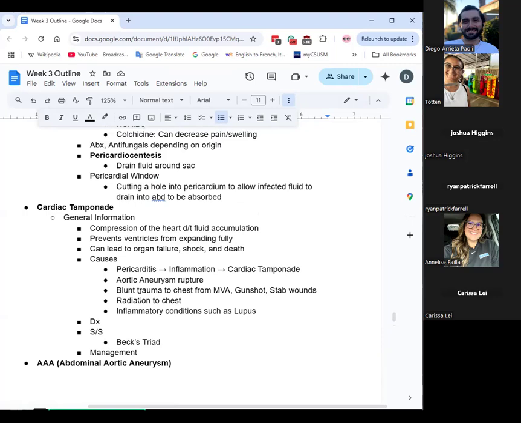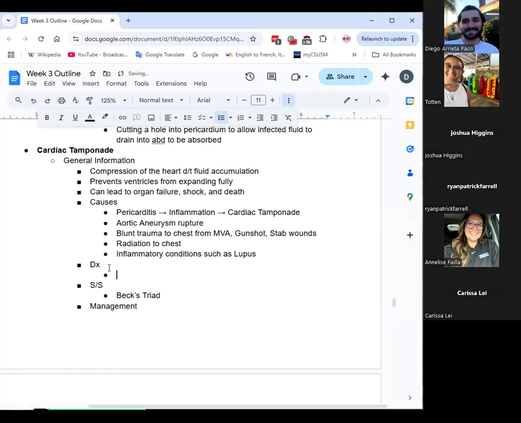Essentially, that pericarditis gets worse, that inflammation gets worse, the amount of compression gets worse, and you have cardiac tamponade. And there are some key things about this one in terms of the management that we'll talk about. Other causes here are listed. So aortic aneurysm, so that internal bleeding then leads to the compression. Lupus, radiation, again, just for your information kind of thing.